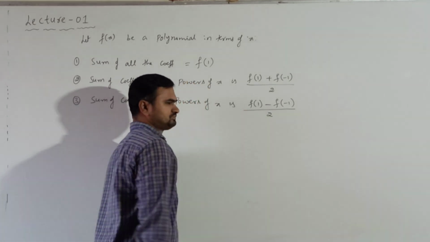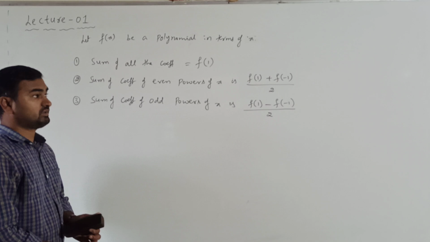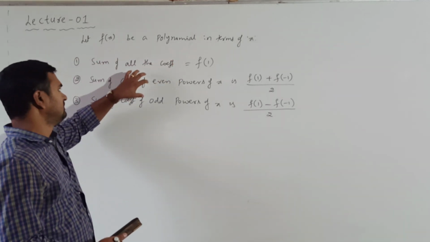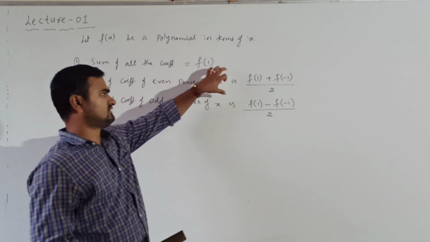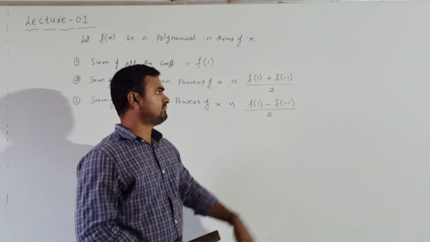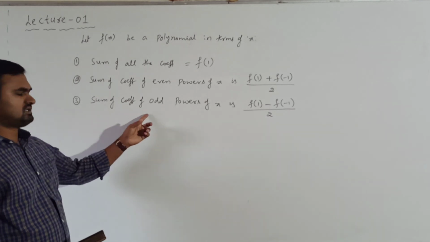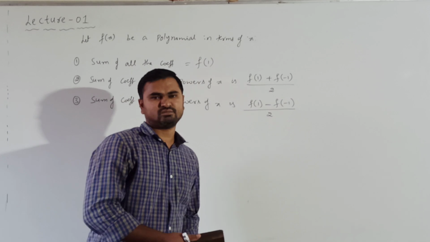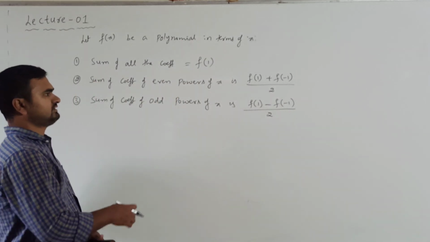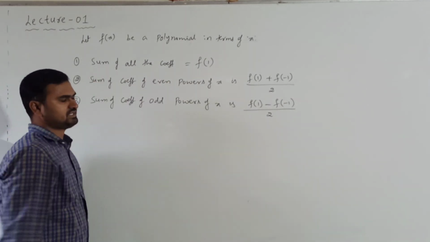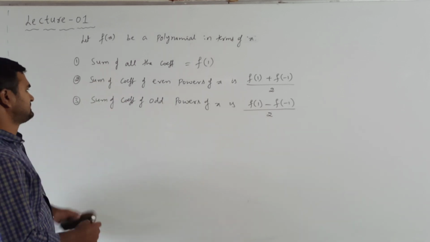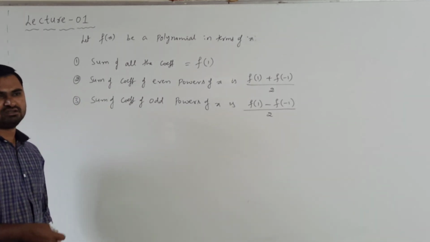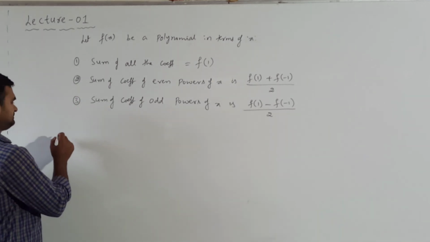So these are the formulas for finding the sum of all the coefficients, which is f of 1. Sum of coefficients of even powers of x is f of 1 plus f of minus 1 by 2. Sum of coefficients of odd powers of x is f of 1 minus f of minus 1 by 2. Now how do we get the formulas? Let us take some polynomial f of x. The proof is not related, just try to remember the formulas. Now observe how we are getting this.